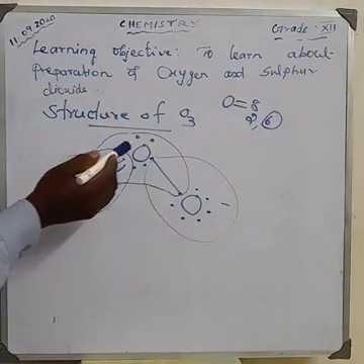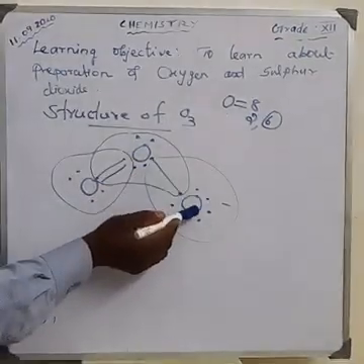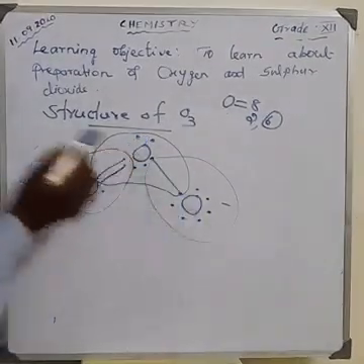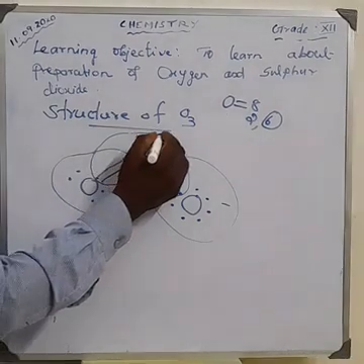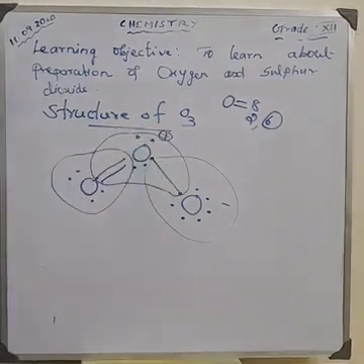Here, this oxygen donates 1 electron to here. So it acquires a positive charge. What is the charge? Positive charge. Next step.